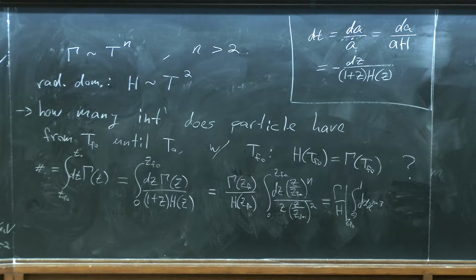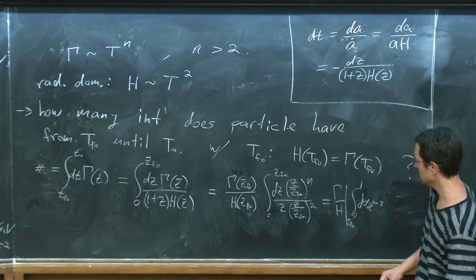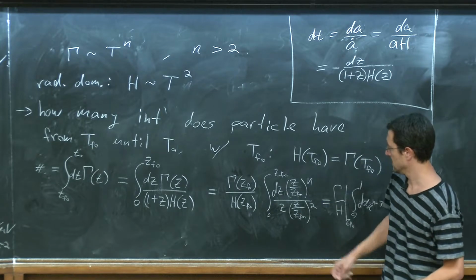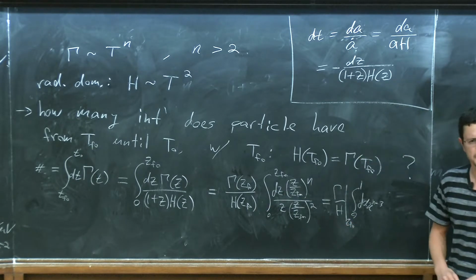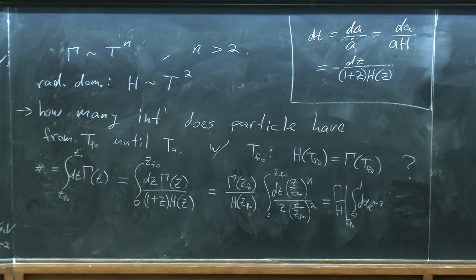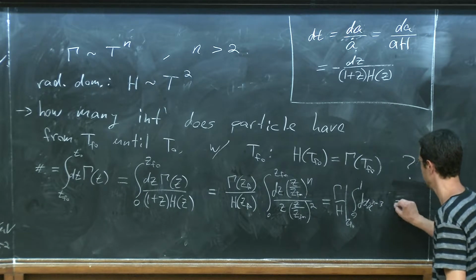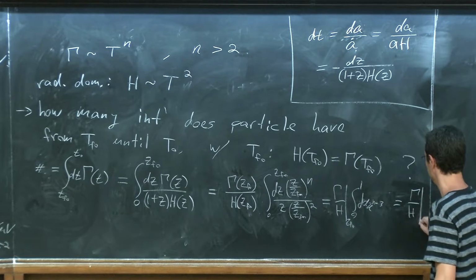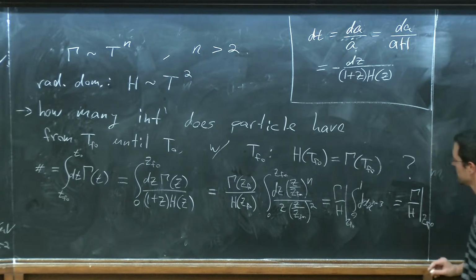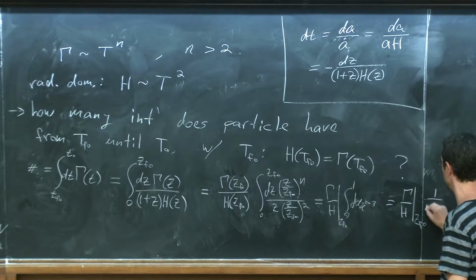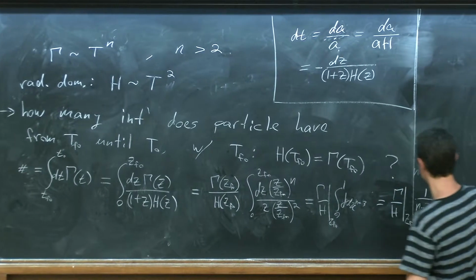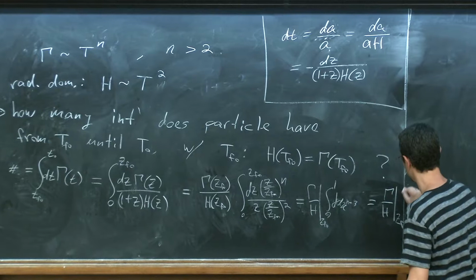Sorry? I'm missing a factor of z freeze-out? Really? Because I have dz over z, and each of these I factored out. So I think I should be fine. But I'm having trouble doing this integral at z freeze-out. So what I have here is 1 over n minus 2, and that's it.